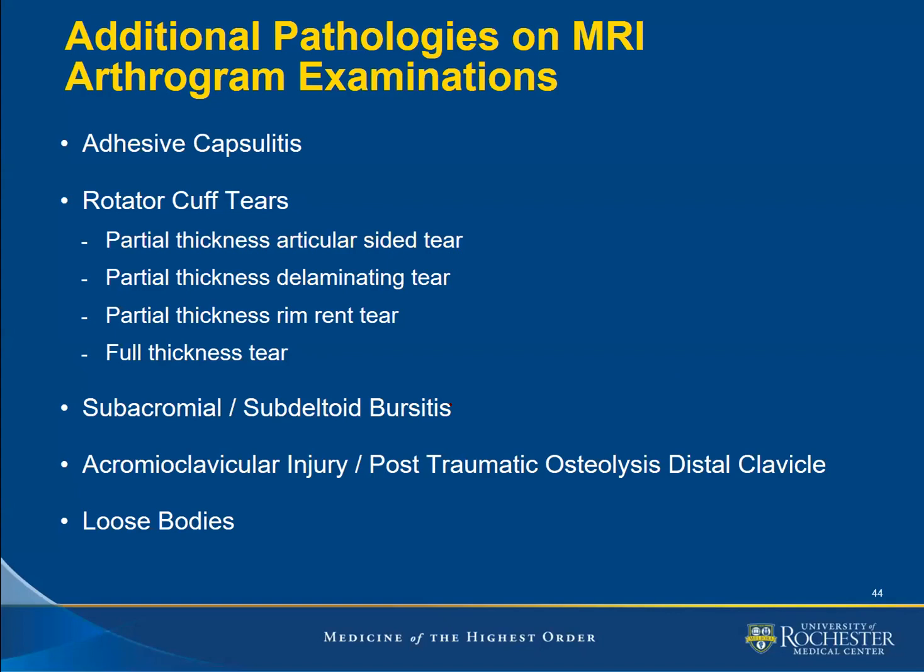Subacromial subdeltoid bursitis might be more confidently diagnosed on shoulder arthrography because we have the advantage of having a T1 fat saturated sequence. And sometimes injuries to the acromioclavicular joint are subclinical or subradiographic, and the first discovery may be during a shoulder arthrography examination. And we could also detect loose bodies during shoulder arthrography.